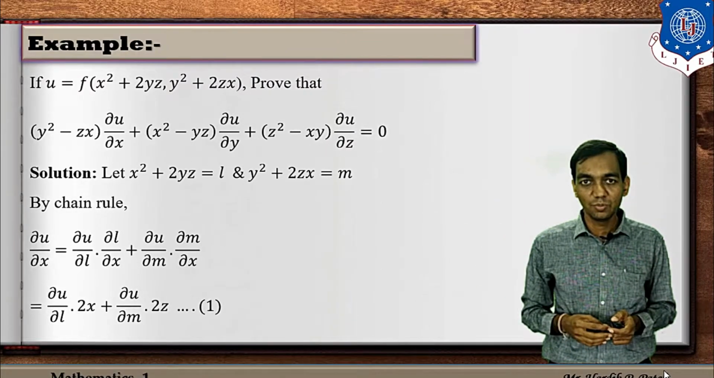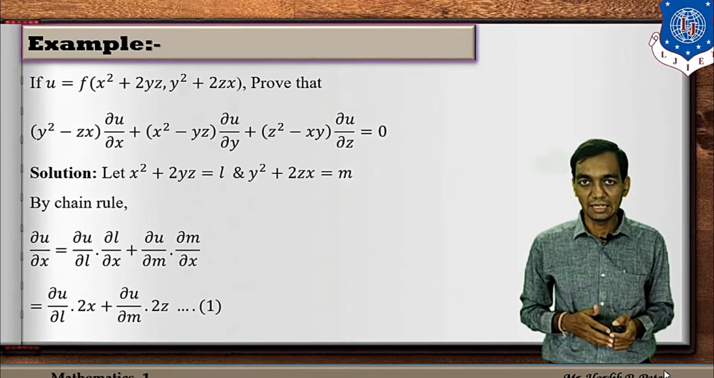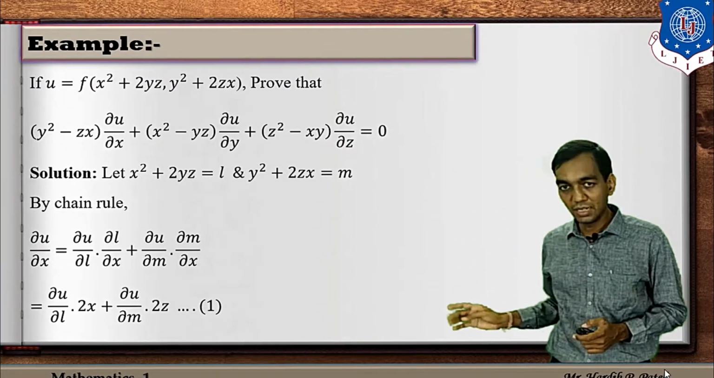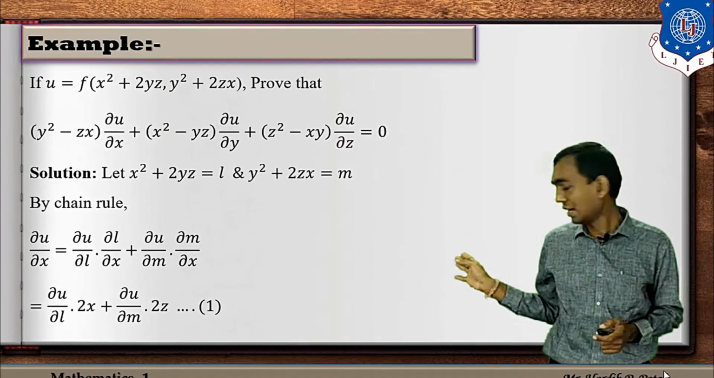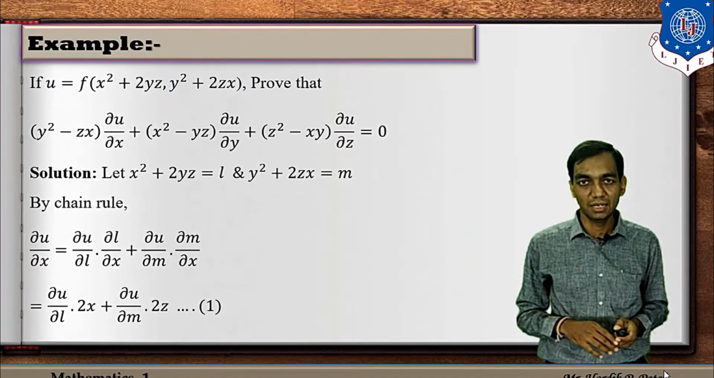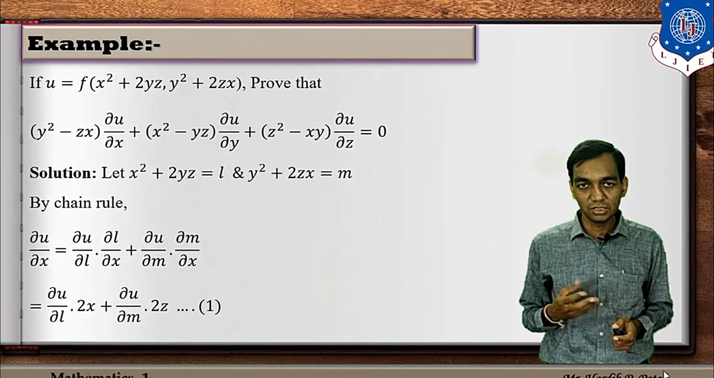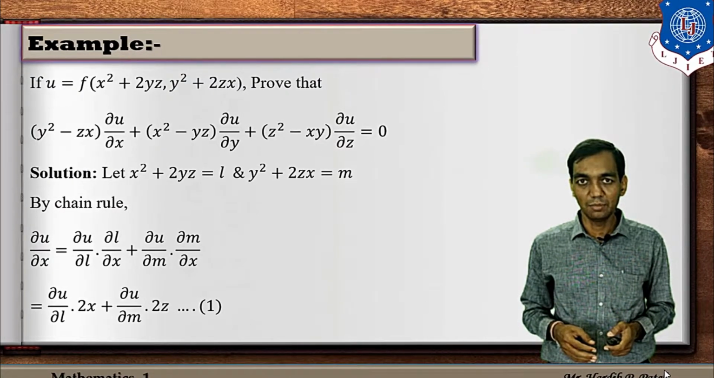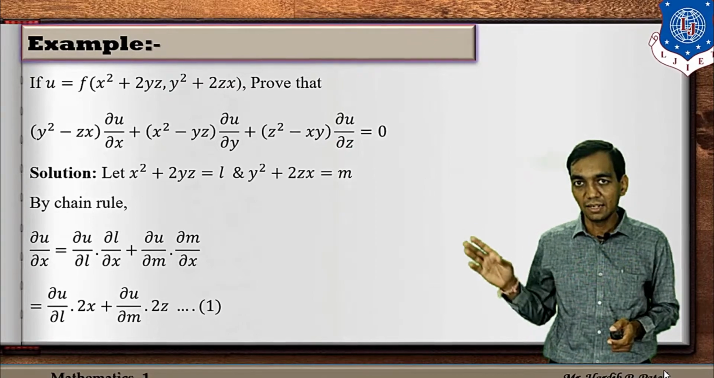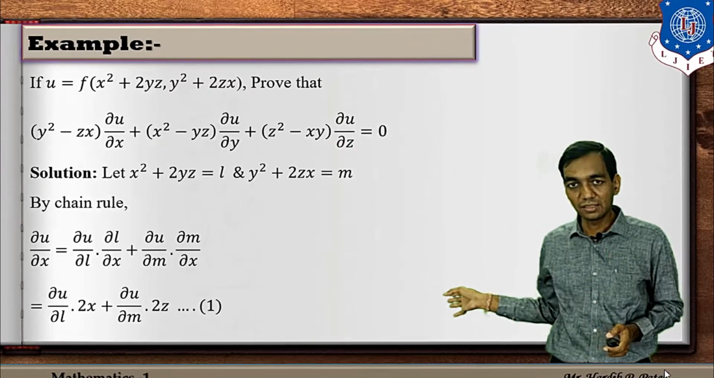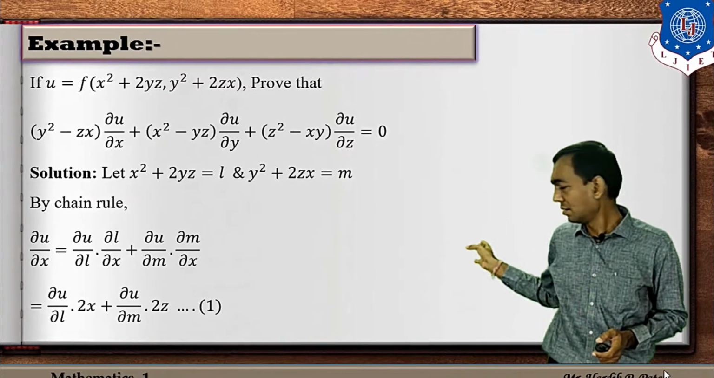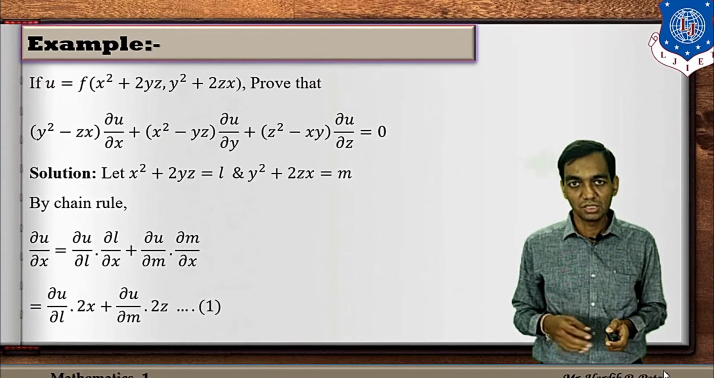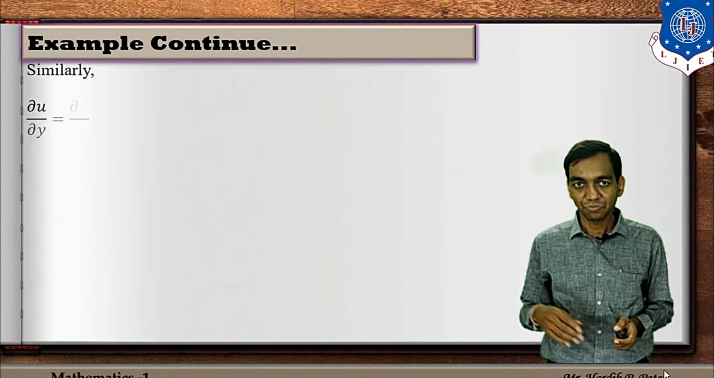So your chain rule will be of the form, for del u by del x, you have del u by del L into del L upon del x plus del u by del M into del M by del x. Now the function is not given, so del u upon del L and del u upon del M remain as they are, and del L upon del x has a value 2x. In the same manner del M upon del x has a value 2z. So this is your equation number 1.